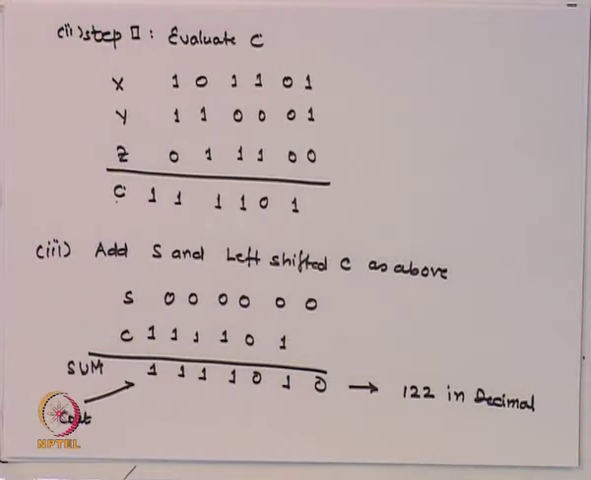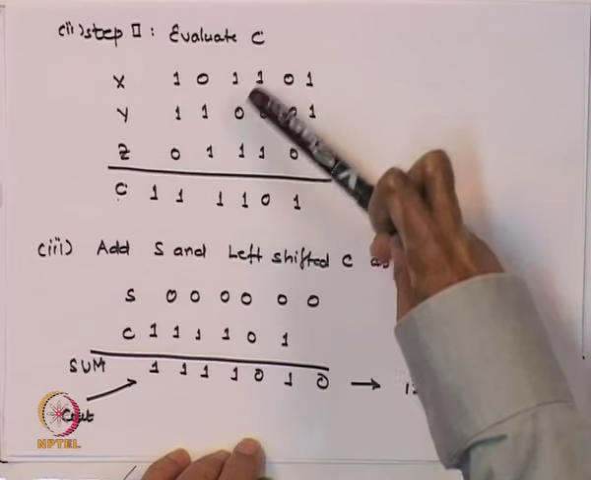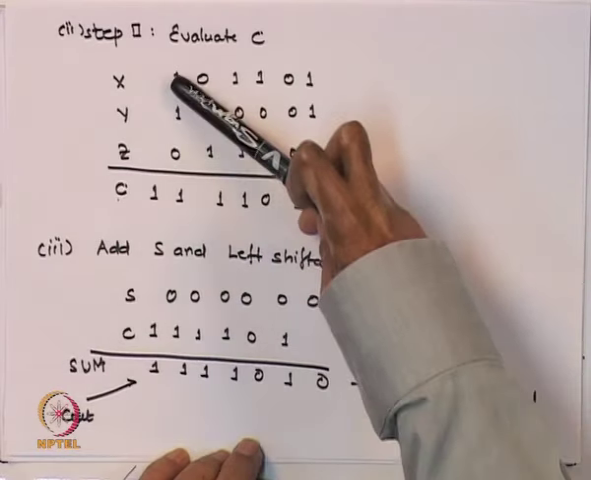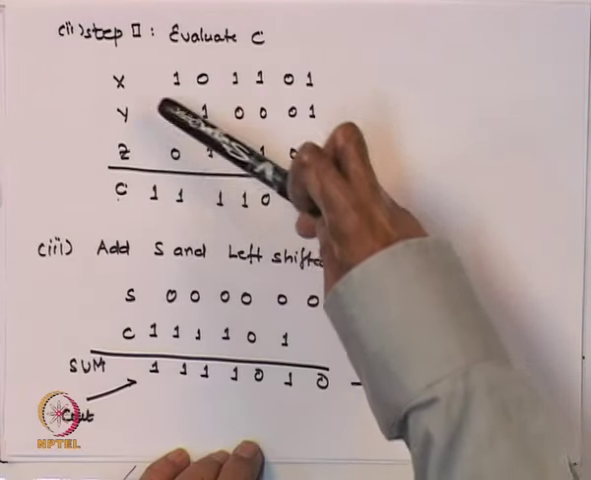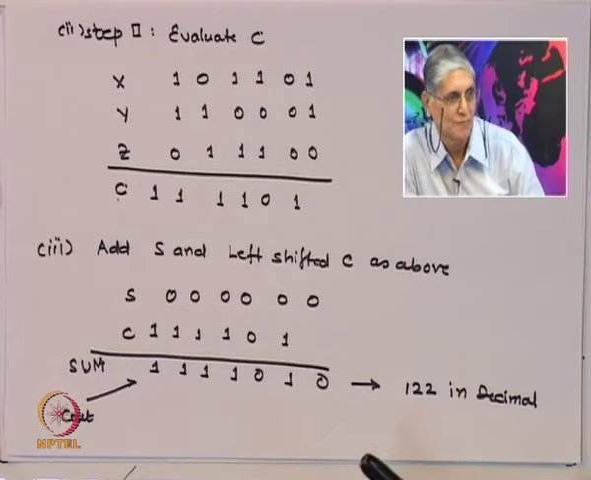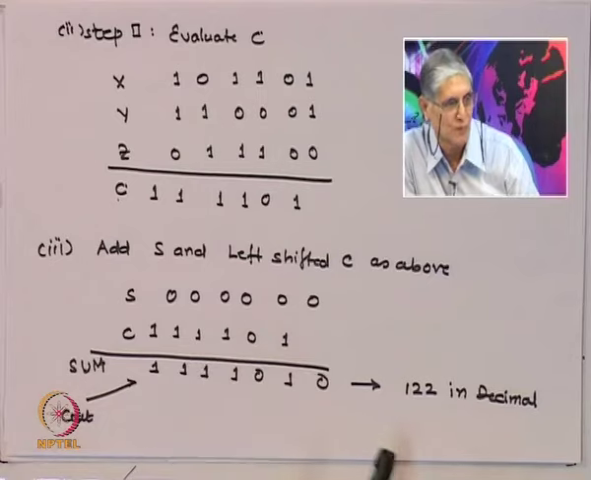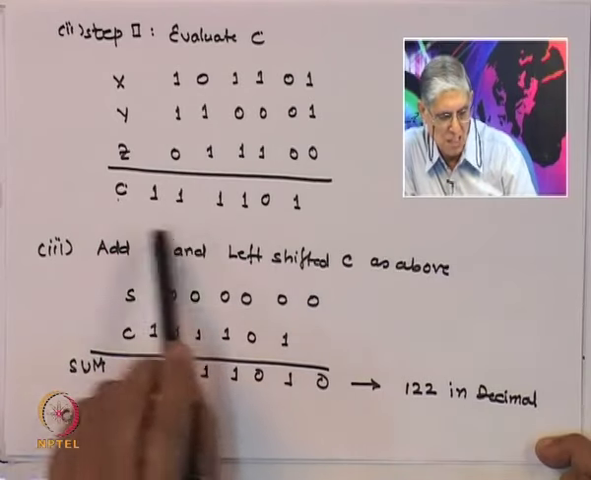Okay. Calculate C. Please remember, in calculating C, we do not worry about what S was. 1 and 1 will generate carry, 0 and 0 will not. 1 and 1 will generate carry, 1 and 1 will generate carry, 1 and 1 will generate carry, and the last one which has been generated is kept here. Okay. Please remember, 1 and 1 will generate a carry, but it will transfer. So, last one. Okay. Now, this is C.